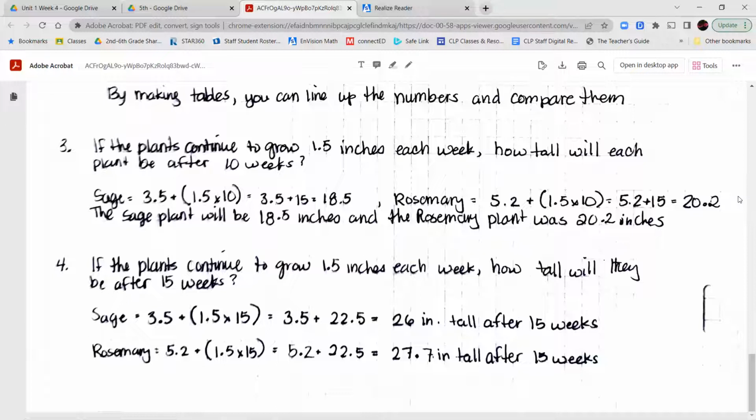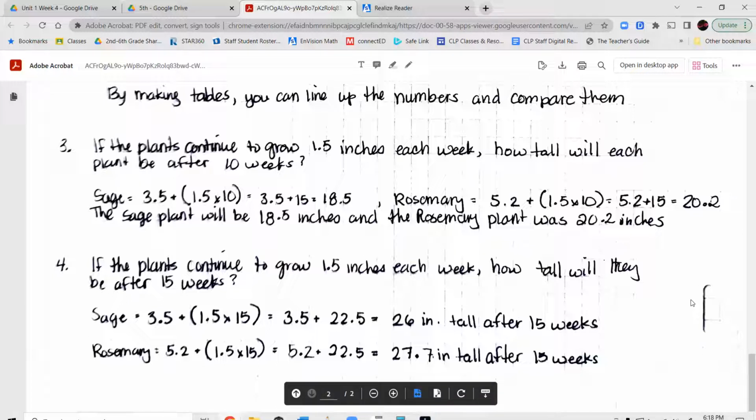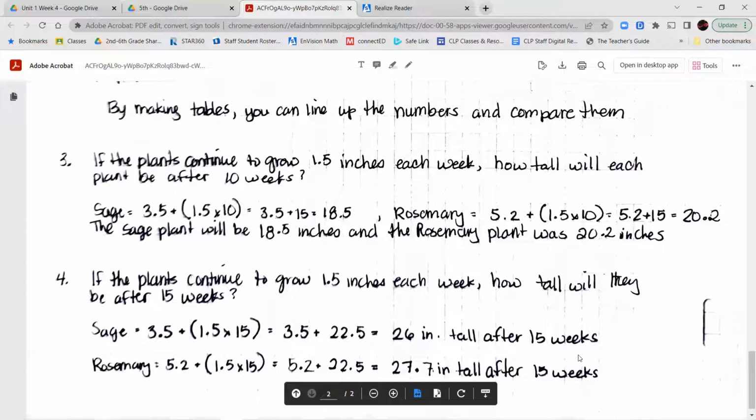So again, apply that same principle, follow those same rules. 3.5 plus the product of 1.5 inches times the 15 weeks will give us 3.5 plus 22.5, which gives us 26 inches for the sage plant after 15 weeks. For the rosemary plant, 5 2/10 inches plus 1.5 inches for 15 weeks, which gives us 5.2 plus the 22.5, which leaves us at 27 7/10 inches tall for the rosemary plant after 15 weeks.